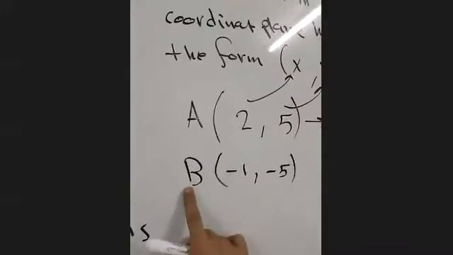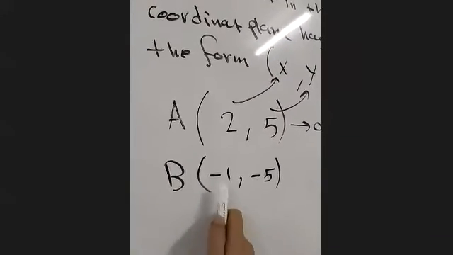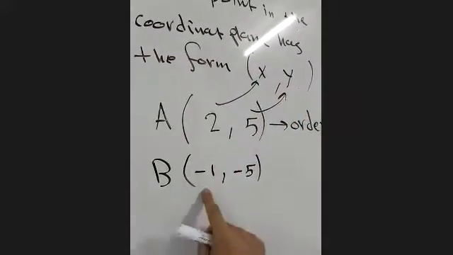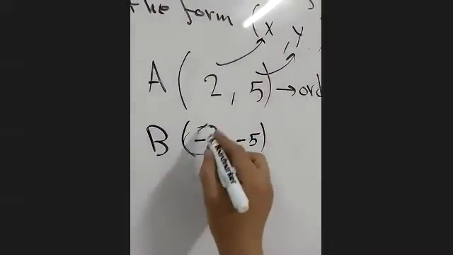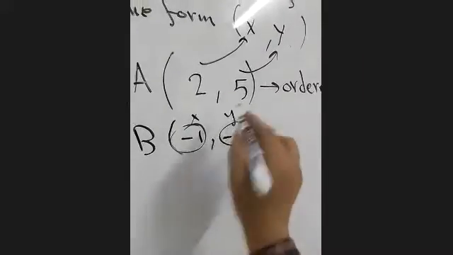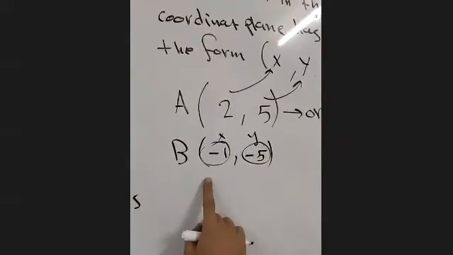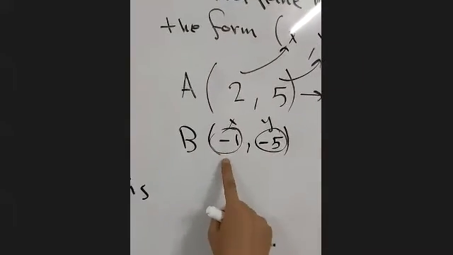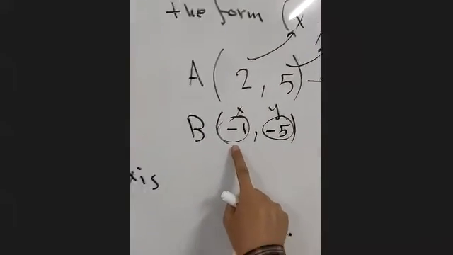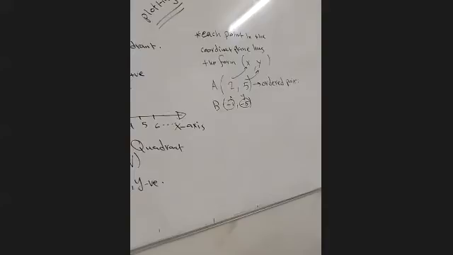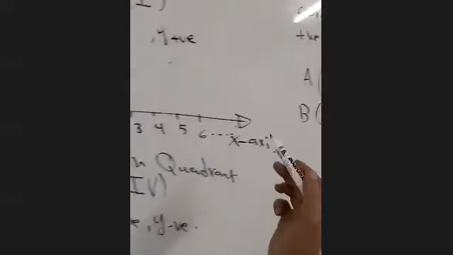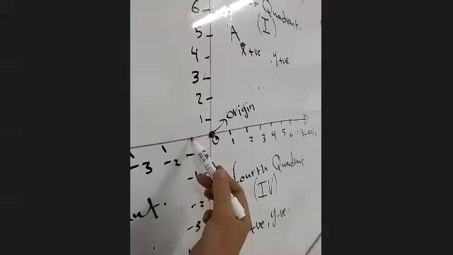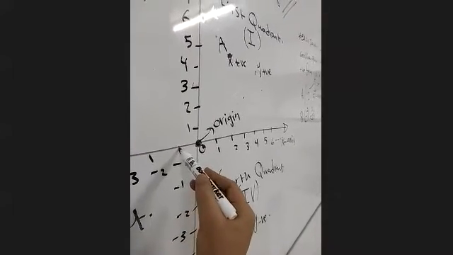So when I say the word plot, it means you put this point here, okay? Now, B is -1 and -5. -1 is always x, x always comes first. So this is the x and this is the y. First, I go to x, not to y. What's x? x is -1. So I will go until I have -1 on the x-axis. This is the -1 on the x-axis. I put my pencil or my pen here.